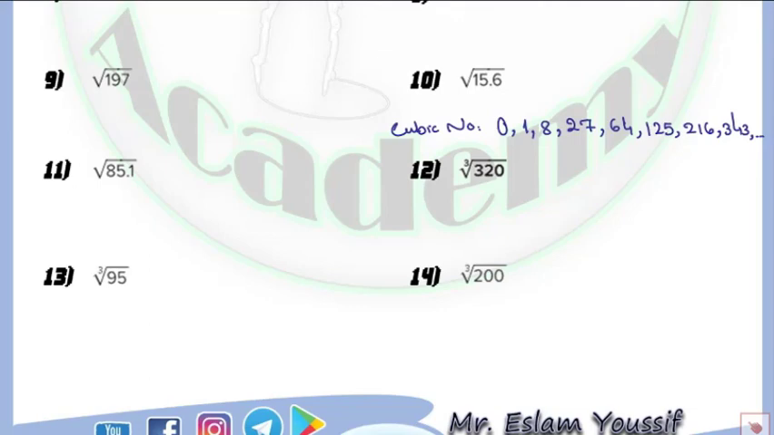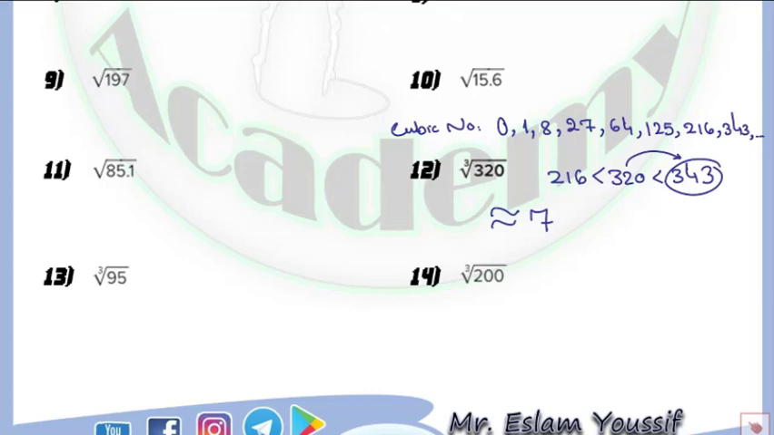Now we need to find the cubic root of 320. So we just write 320. 320 lies between 216 and 343. It's more than 216 and less than 343. You will find that 320 is close to 343. The cubic root of 343 equals 7. So the answer is approximately 7.